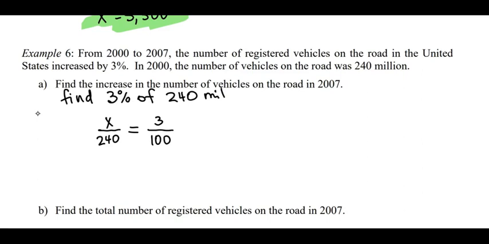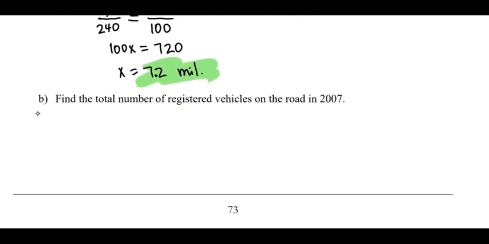So I have my X. All right, so I have 100X, and then 240 times 3 is 720, and then X equals 7.2. And remember, the units were millions. So that's how many more new vehicles there were. Does that make sense? 7.2 million. I'm missing a decimal. 7.2 million. This is divided by 100.